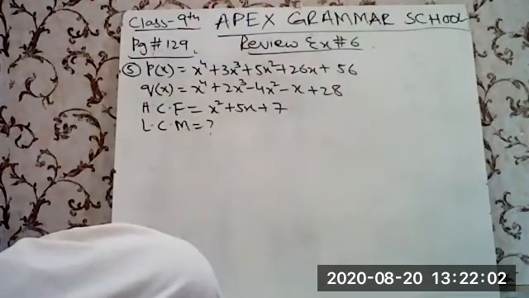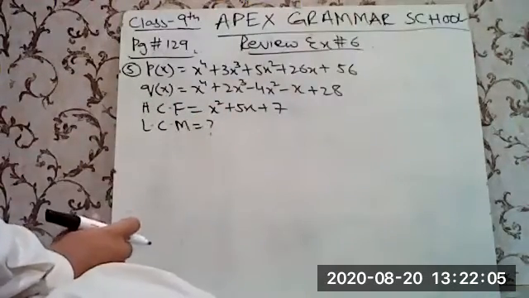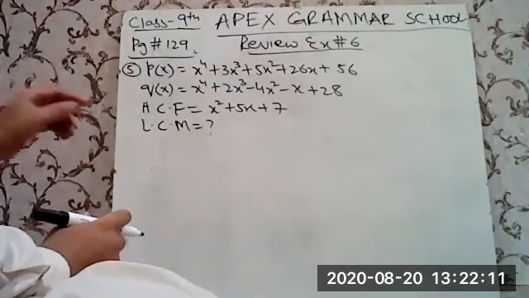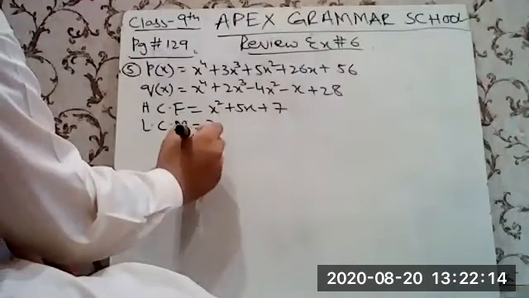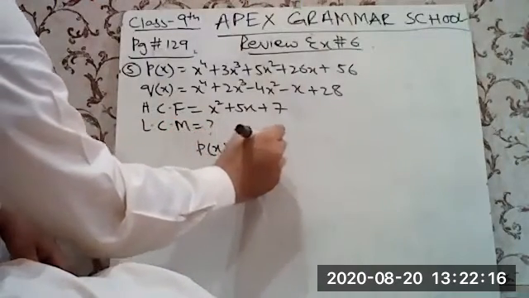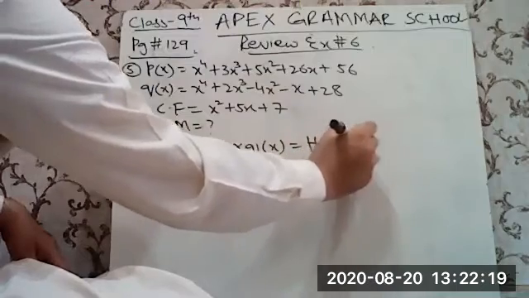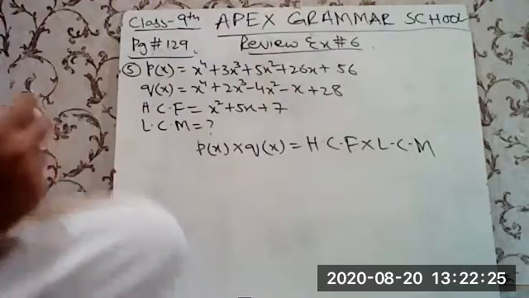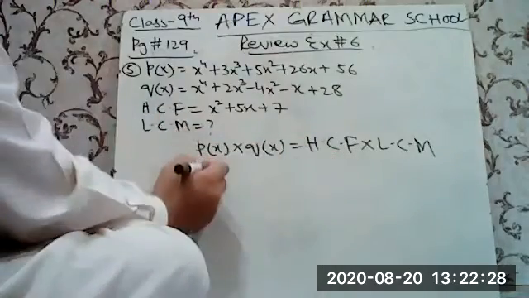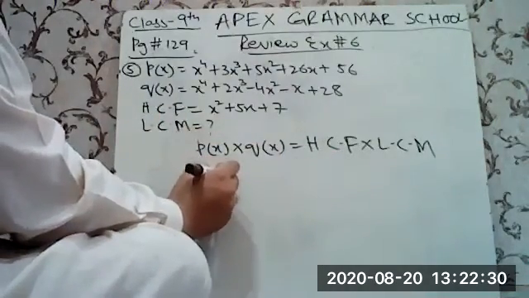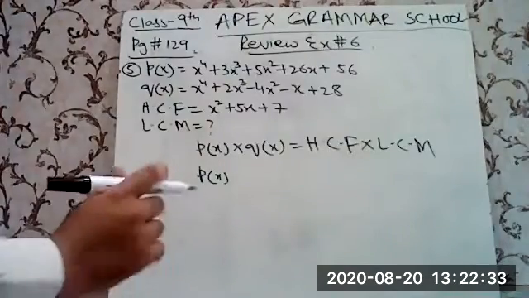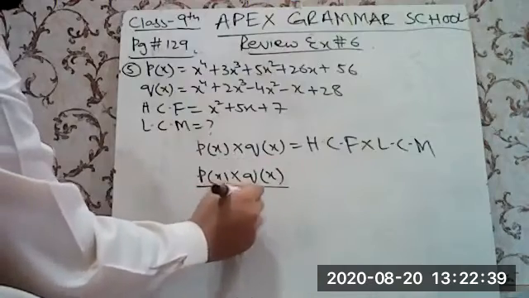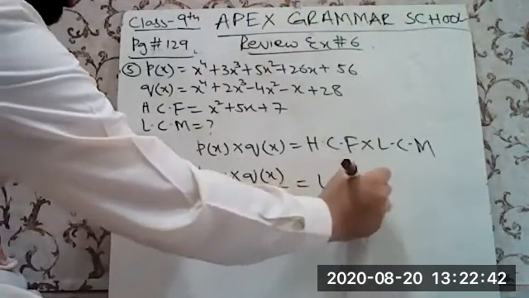You already have knowledge about this relation. The product of both polynomials is equal to the product of their HCF and LCM, like p of x multiplied by q of x is equal to HCF multiplied by their LCM. So you need to find their LCM. This HCF will be divided here, that is, p of x multiplied by q of x divided by the HCF is equal to the LCM.